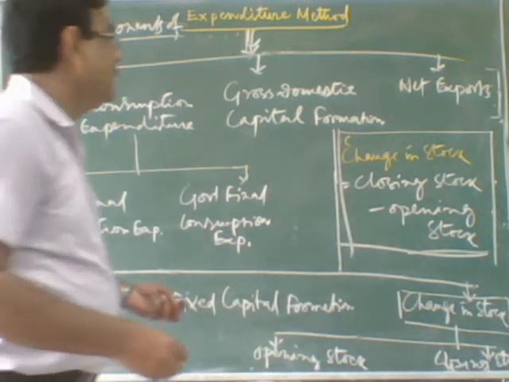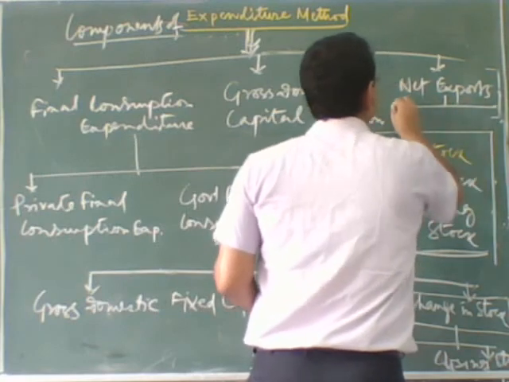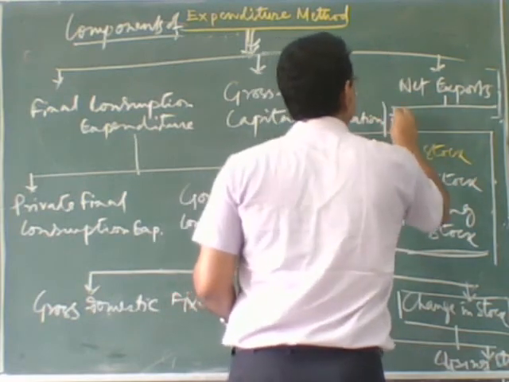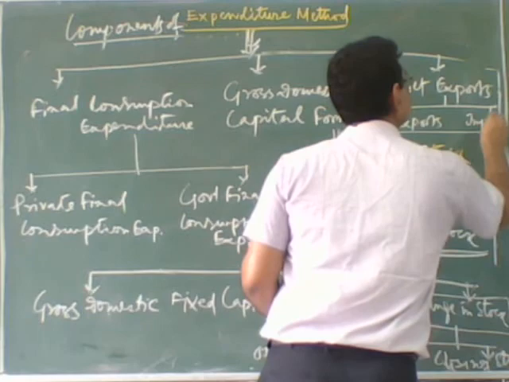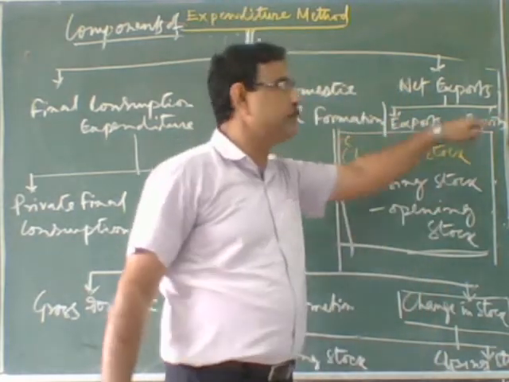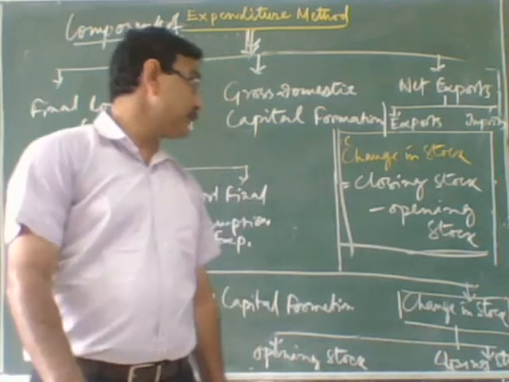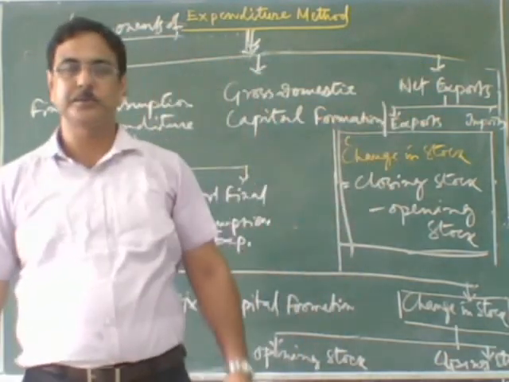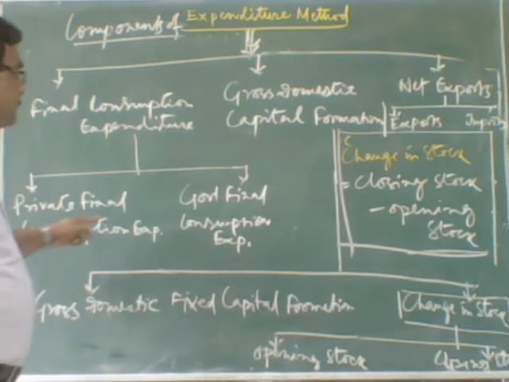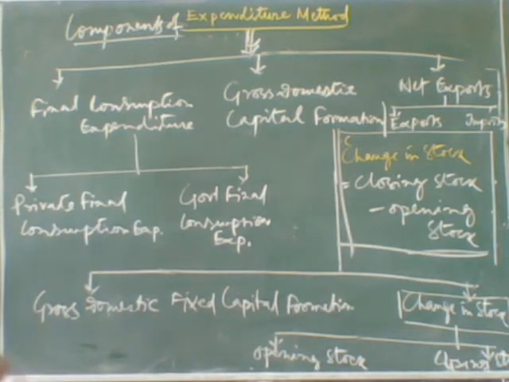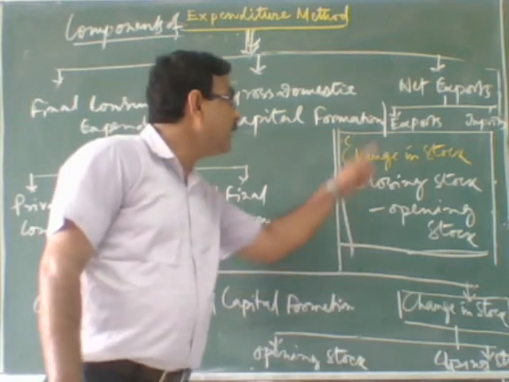And the third point is net exports. The net exports are basically divided into two categories: exports and imports. So net exports is equal to exports minus imports. Now, I will come to this point: private final consumption expenditure, government final consumption expenditure, gross domestic capital formation, change in stock and net exports.